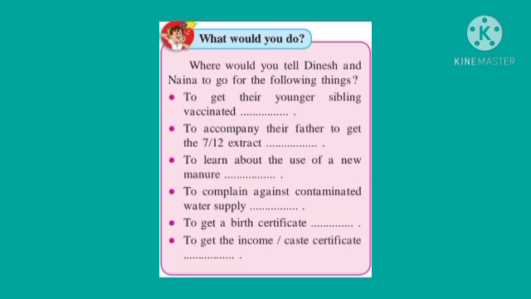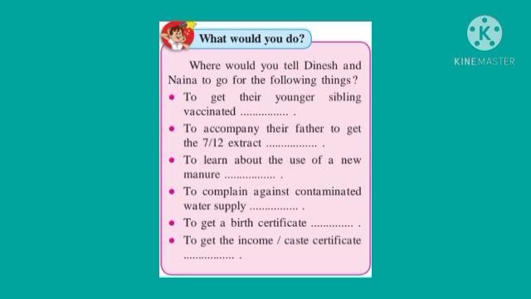Talati office. Third, to learn about the use of new fertilizer. Where will they go? Which place? Agriculture Extension Officer of Panchayat Samiti. Fourth, complaint regarding contaminated water. They will inform the Gram Sevak, Gram Panchayat office. Fifth, get a birth certificate. Again they will go to the Gram Sevak, Gram Panchayat office.